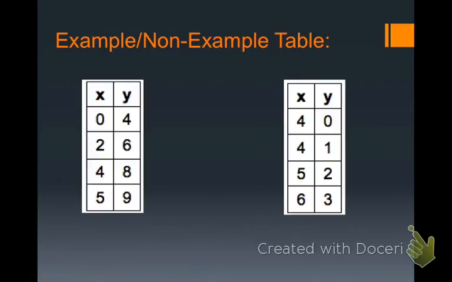Here are two tables. On the first one, (0, 4), (2, 6), (4, 8), (5, 9), x doesn't repeat, so that is a function. But on the right, 4 is mapped to 0, and 4 is also mapped to 1, which violates our rules for a function, so that is not a function.